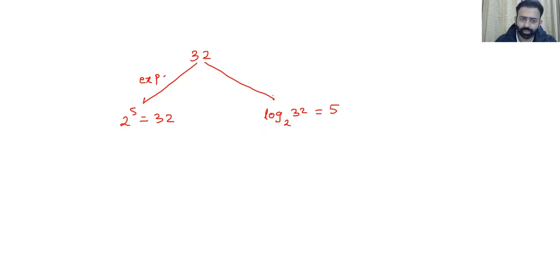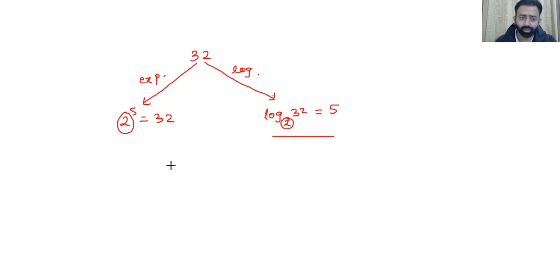So this is the exponential form of writing 32. This is the logarithmic form of writing 32. And both these exponential and log functions are inverse of each other, right? This 2, as we know, was the base of the exponent, so we say that log 32 with base 2 is 5. That is the way of saying this equation. Log 32 base 2 is 5, right?